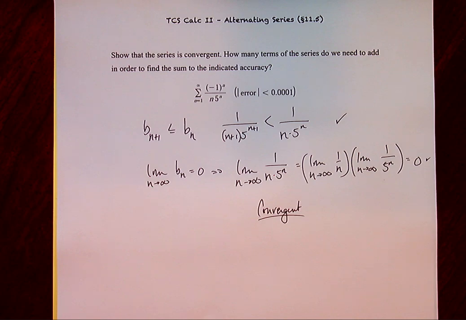Now, how many terms of the series do we need to add in order to find the sum to the indicated accuracy? If we have the accuracy, meaning the max error given to us ahead of time, what we're looking for is the first term that is smaller than that. That first term that's smaller than that will be that quote-unquote next term, and it is the first term that is beyond the partial sum.